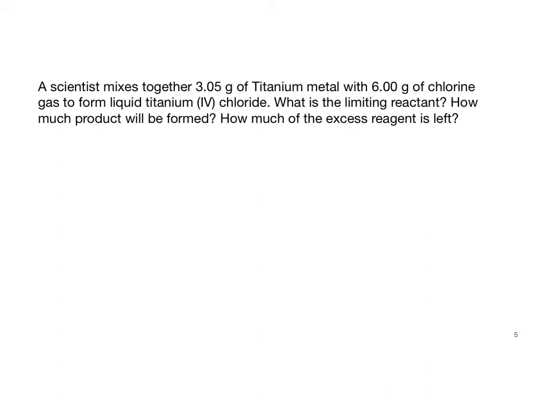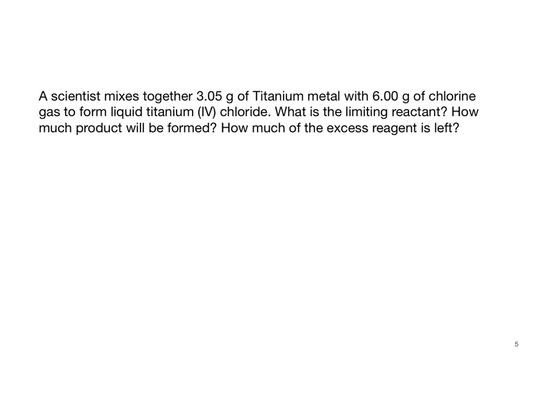In this example, our scientist is going to mix together 3.05 grams of titanium metal with 6 grams of chlorine gas to form liquid titanium 4 chloride. Then we want to know what is the limiting reactant, how much product will be formed, and how much of the excess reagent is left. You'll notice this doesn't have a balanced equation, so we're going to need to create that.